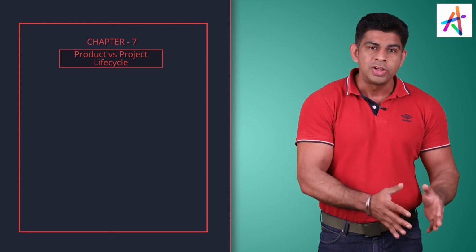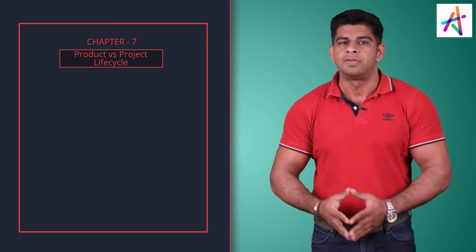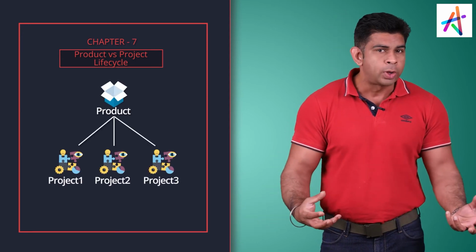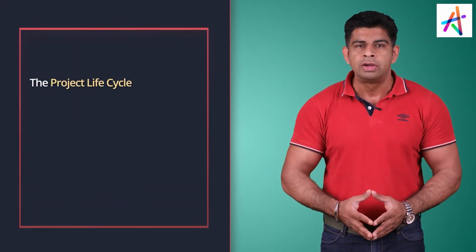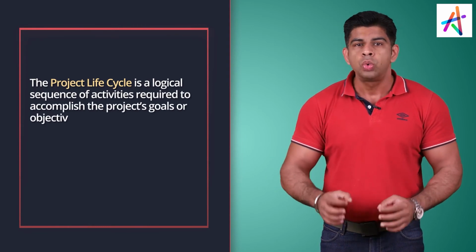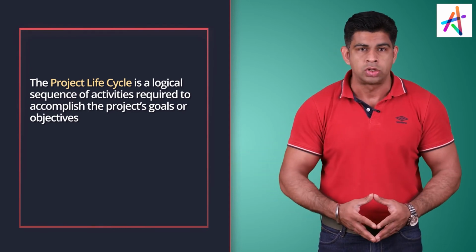Let's start. The first topic that we're going to cover in this video is project lifecycle versus product lifecycle. Do we have multiple projects within one product, or is it the other way around? Is it that for one product we have one project, or can one project cover multiple products? The project lifecycle is a logical sequence of activities which are required to complete the project, or to achieve the project's goal and objective, which is again aligned to the organization's strategy.